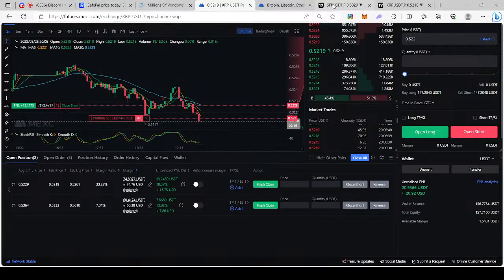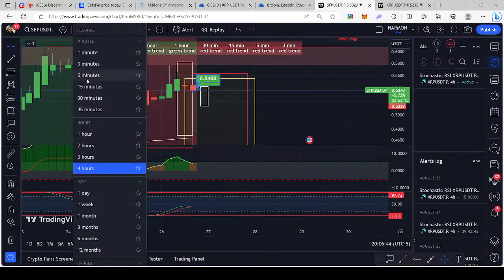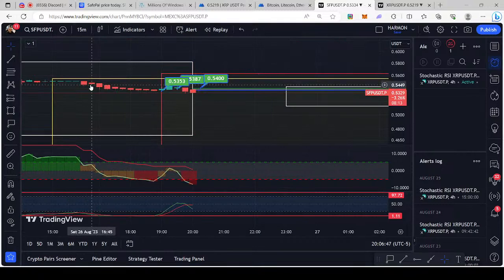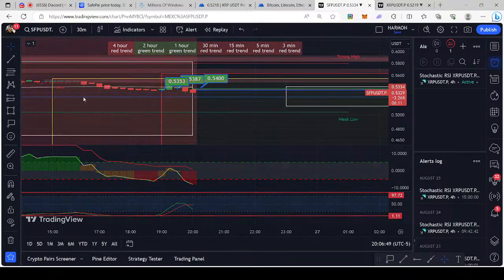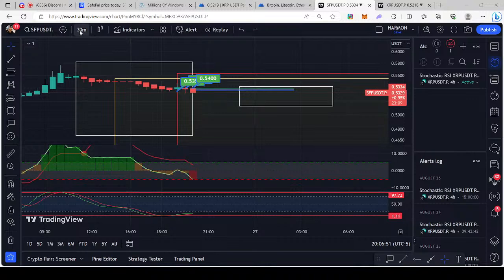So here on the bounce, we're just going to wait for this bounce to happen, right? We're going to wait for the 15-minute to go down, find its way back up. The 30-minute looks like it wants to kind of follow it.